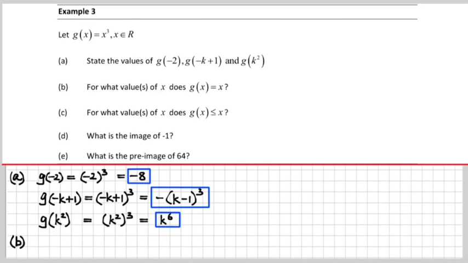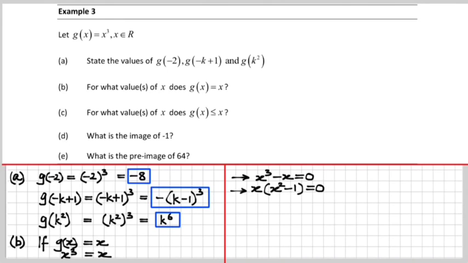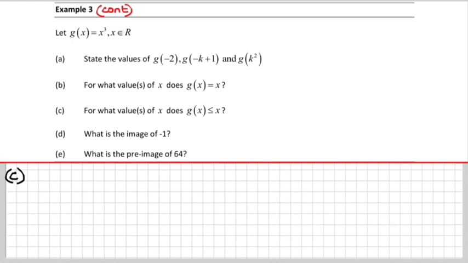Part B, for what values of x does g of x equal x? Nice and simple. We're just going to substitute g of x equals x cubed, and all we've got to do is solve that for x. We get x cubed minus x is naught, therefore taking out the common factor, x into x squared minus 1 is naught. Let's factorise this little beastie. There's a difference of 2 squares. Now we've got some nice linear factors, and we can use the null factor law to state that x would have to be 0, 1 or minus 1. Put them in that order, and we'd be laughing, guys, wouldn't we?